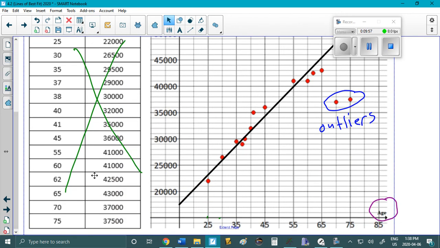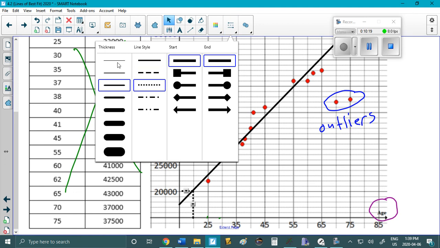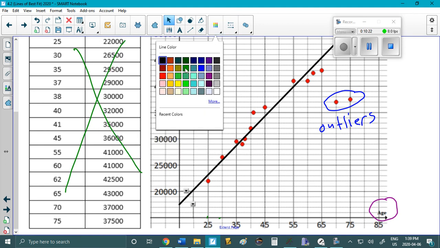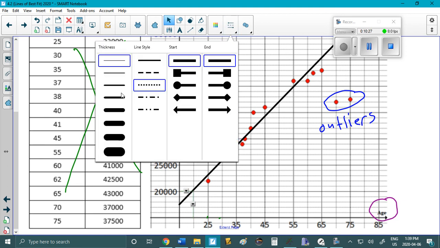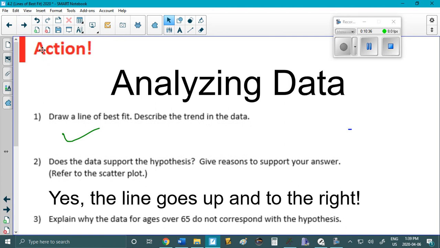So you go from 20 up to the line, and then once you get to the line, you're going to go over to the side here. Okay, and I'm going to have to fix this a little bit because I'm doing it on a computer. I'm going to change these to really thin lines, make them dotted as well, make them green so they stand out, and make them a little bit thicker. Okay, so there we go. All right, so 20 years old, I go up to the line and over. That looks like about 20,000.